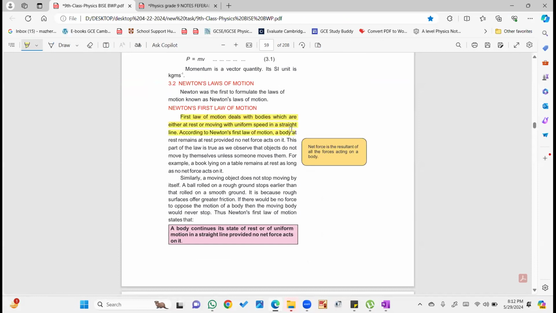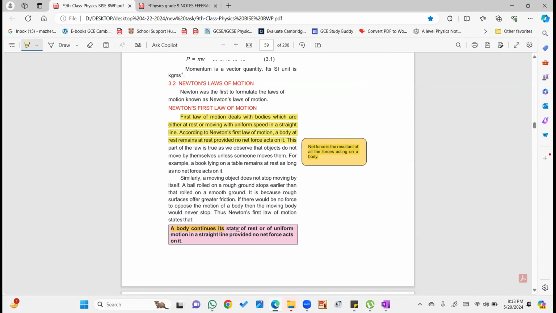First law of motion deals with bodies which are either at rest or moving with uniform speed in a straight line. According to Newton's first law, a body at rest remains at rest provided no external force acts on it. No net force means the resultant force of all the forces. What is meant by net force? It is the resultant of all the forces acting on the object.